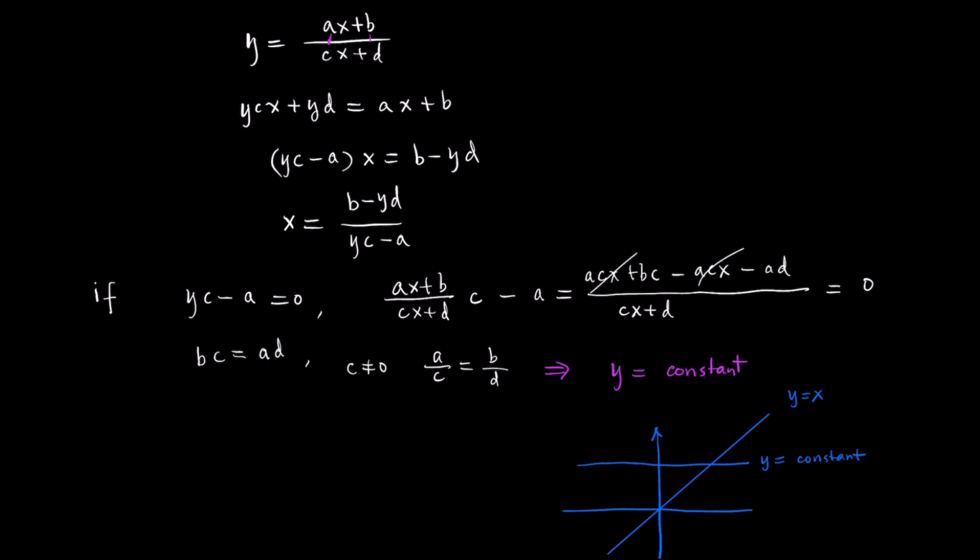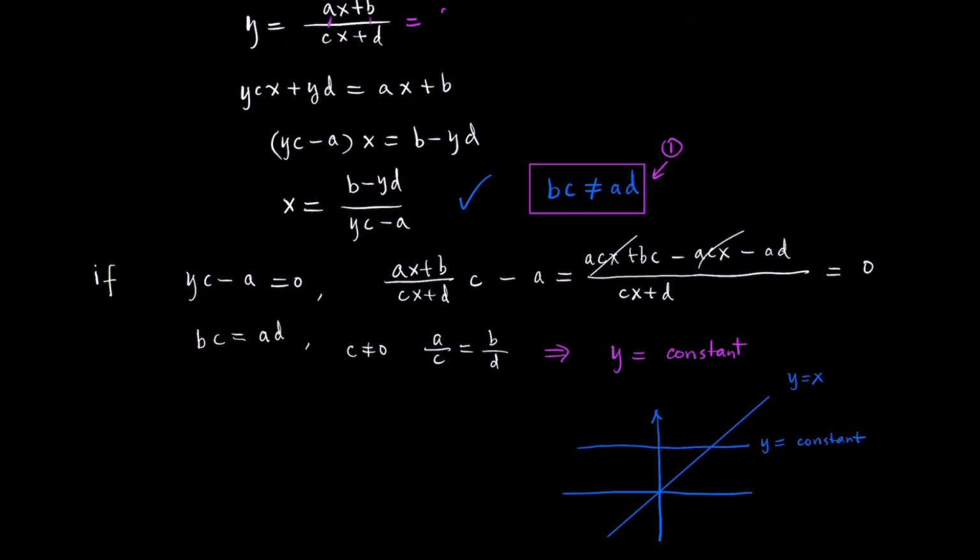In other words, the condition is this: bc cannot equal ad. This is condition number 1. Let's assume this is f of x. So what is the inverse function here? That would equal (b minus xd) over (cx minus a). Let's rewrite it: (negative dx plus b) over (cx minus a).